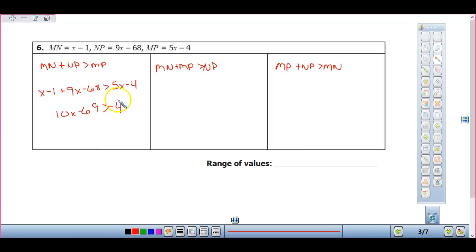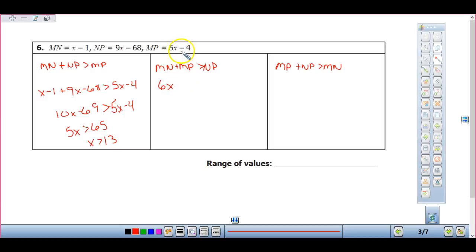Oh, sorry. 5x minus 4. So 5x has to be greater than 65. X has to be greater than 13. Okay, if we're going in this situation, we've got 6x.